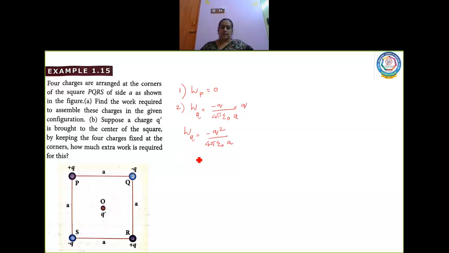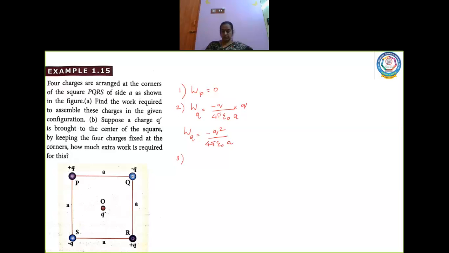Now let us move on to the third charge. Where is the third charge? The charge is at R. So to bring plus q, what is the charge I should bring? I should bring plus q from infinity to R. When I do this, I have two more charges there. One is plus q at P, the other one is minus q at Q. So I have to do the work against these two charges, right?